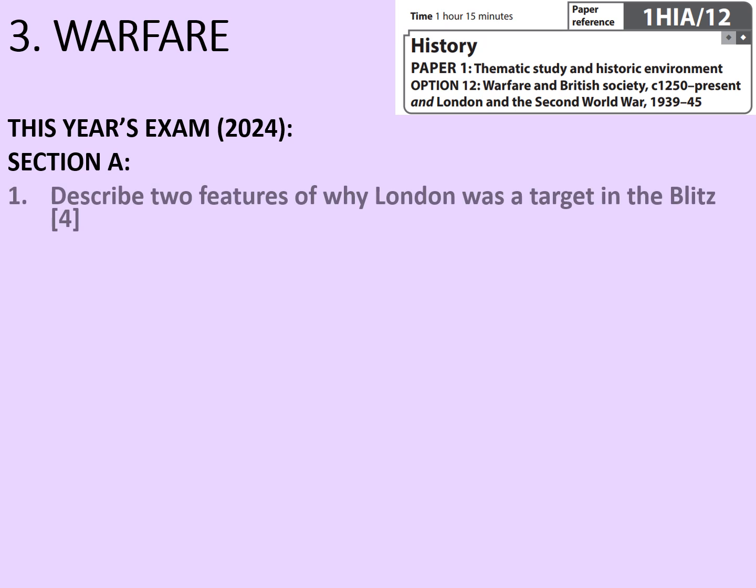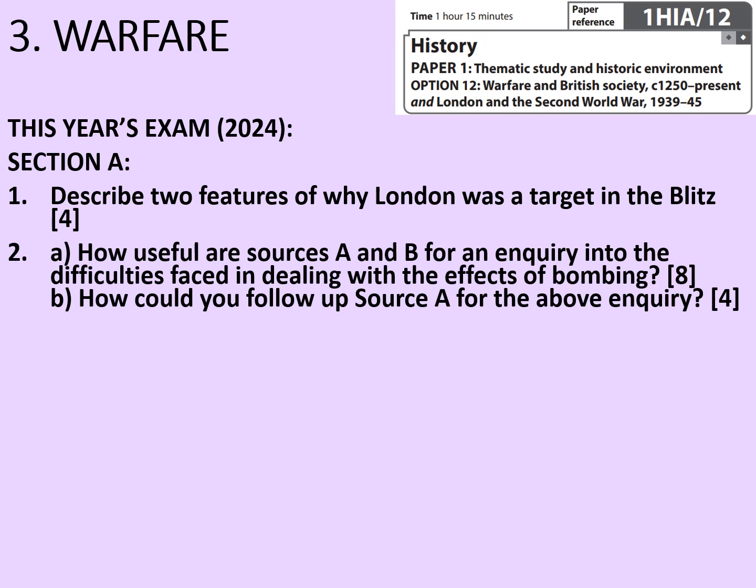Anyway, section A kicked off with this. Describe 2 features of why London was a target in the Blitz. And then the source questions were related to an inquiry into the difficulties faced in dealing with the effects of bombing, or something along those lines. It seems that one of the sources was a picture of the fire brigade trying to put out a fire early in the Blitz, and the other one was about rescuing people from the bomb site caused by a V2.